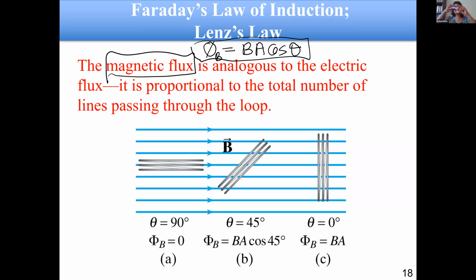Are you going to keep it this way? Then the flux will be 0. If you keep it this way, then your flux will be maximized, right? If you keep it at some tilted angle, then you have a value greater than 0. So that's how the flux is going to be calculated.